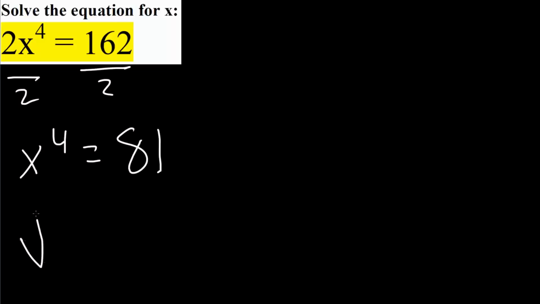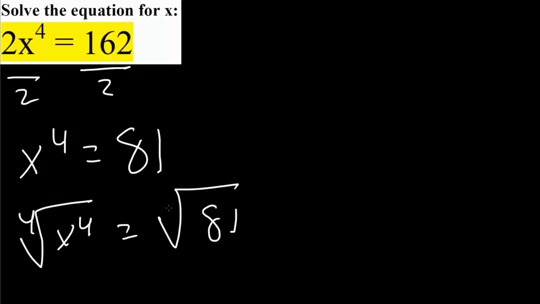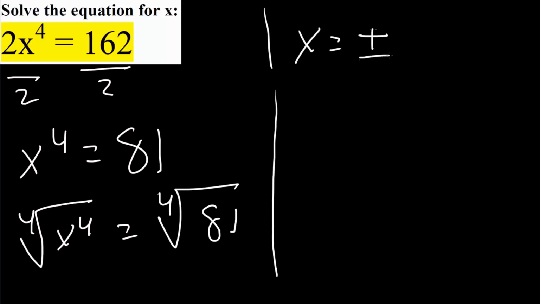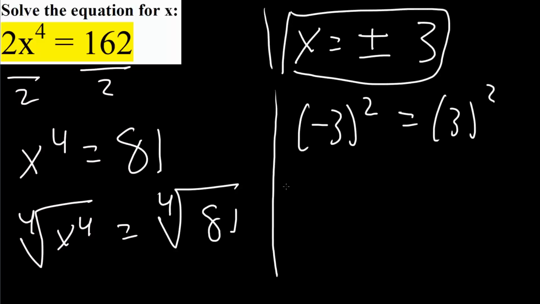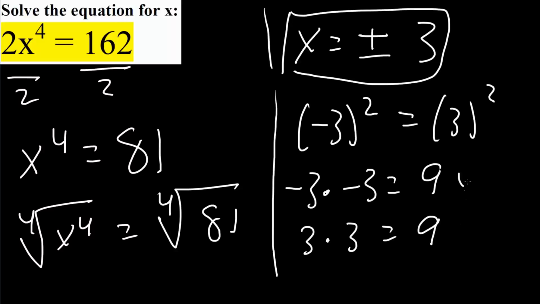And now we take the fourth root of x raised to the fourth is equal to the fourth root of 81. And now this part is where it's a little bit different. We would get x is equal to plus or minus 3. And the reason why the answer is plus or minus is because this term right here is even. For example, negative 3 squared is the same thing as 3 squared. If you were to check, so negative 3 times negative 3 is 9. 3 times 3 is also 9.